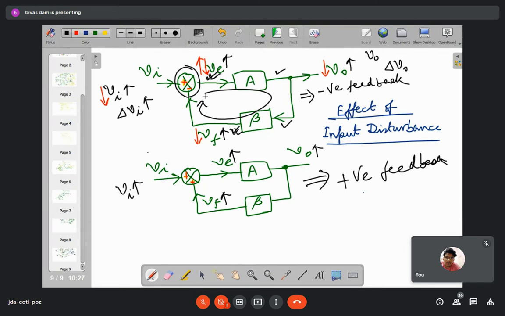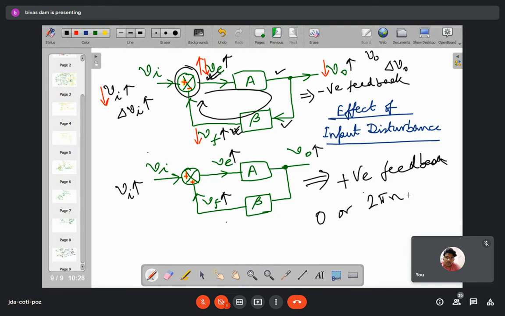Whereas if I go for the positive feedback network, what is the total phase shift encountered in the loop? Zero, because here instead of a subtractor, I have used an adder. So VF to VE, I am once again encountering zero phase shift. So the net total phase shift in the loop is 0 degrees here. In the case of a positive feedback amplifier, the total phase shift encountered in the loop will be either zero or integral multiples of 2 pi, that is 2 pi n, for n equal to 1, 2, 3, 4, any.